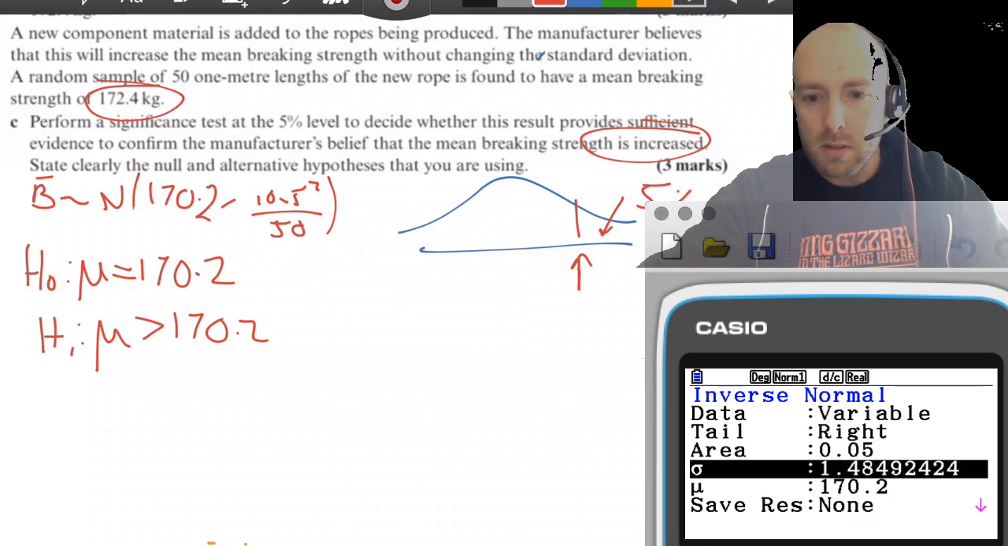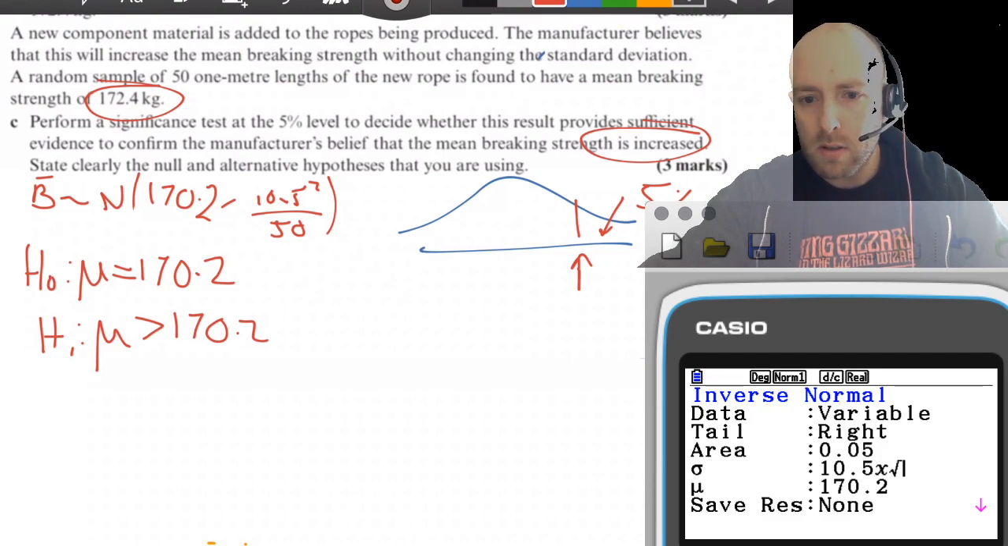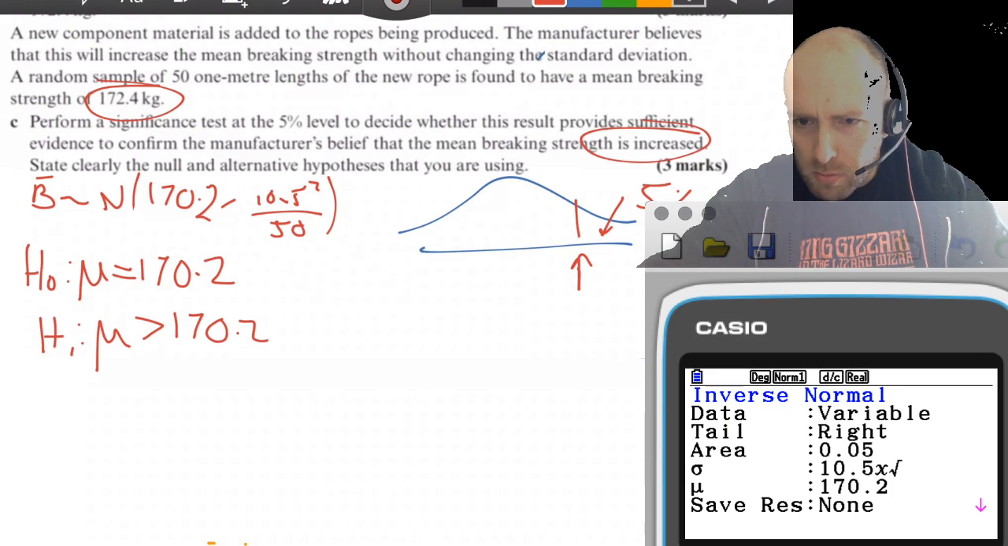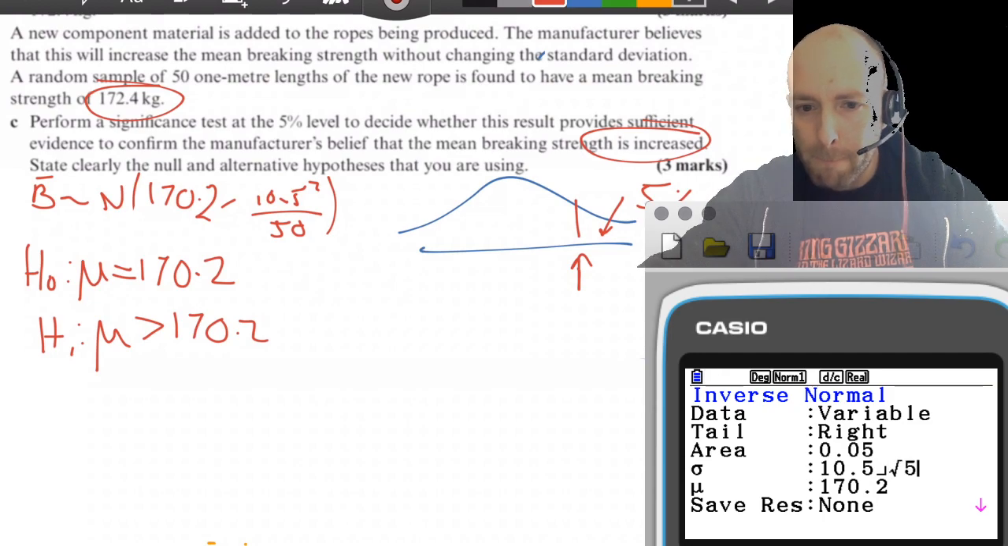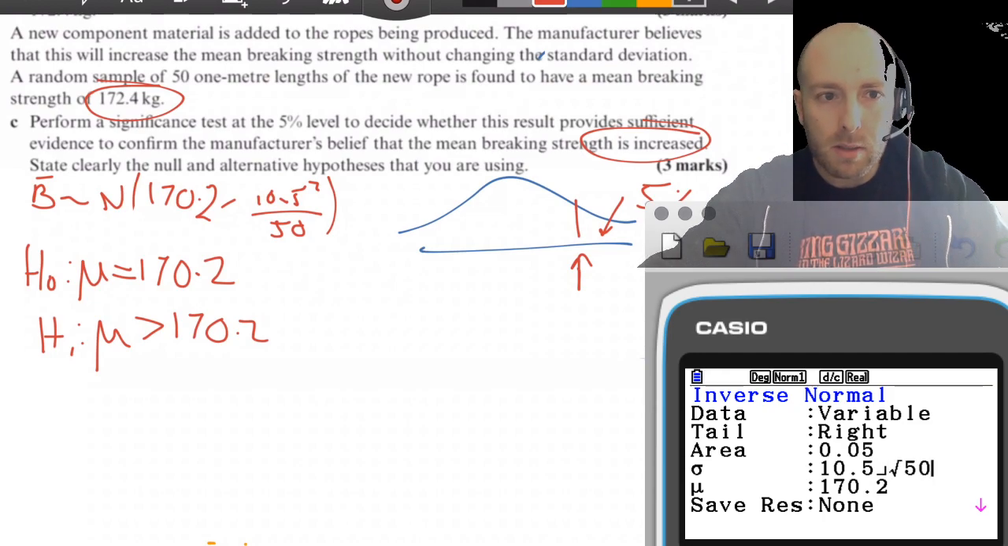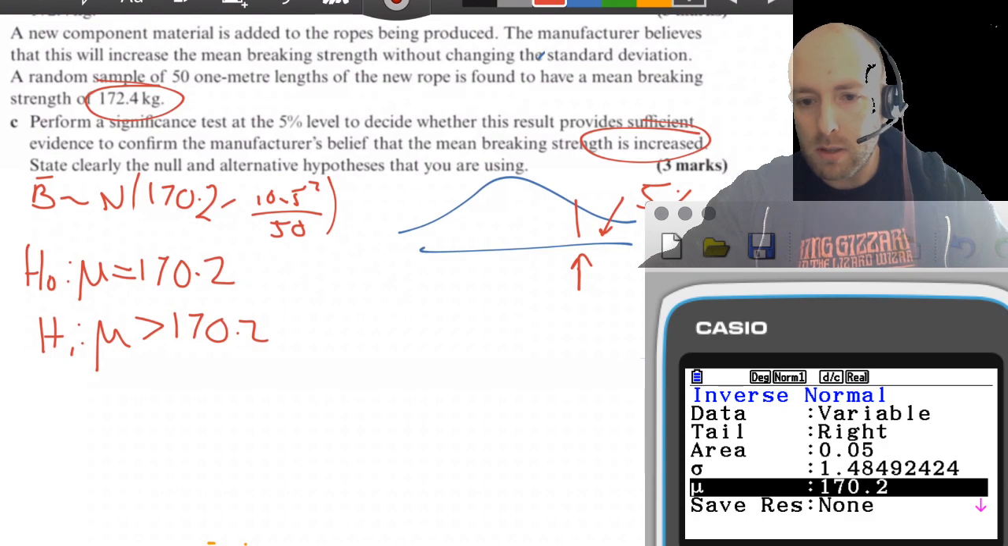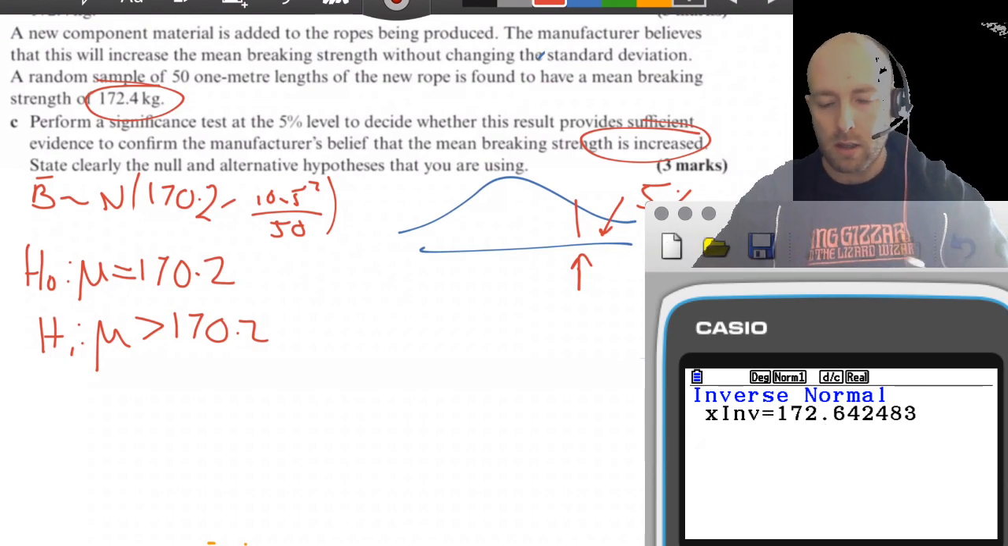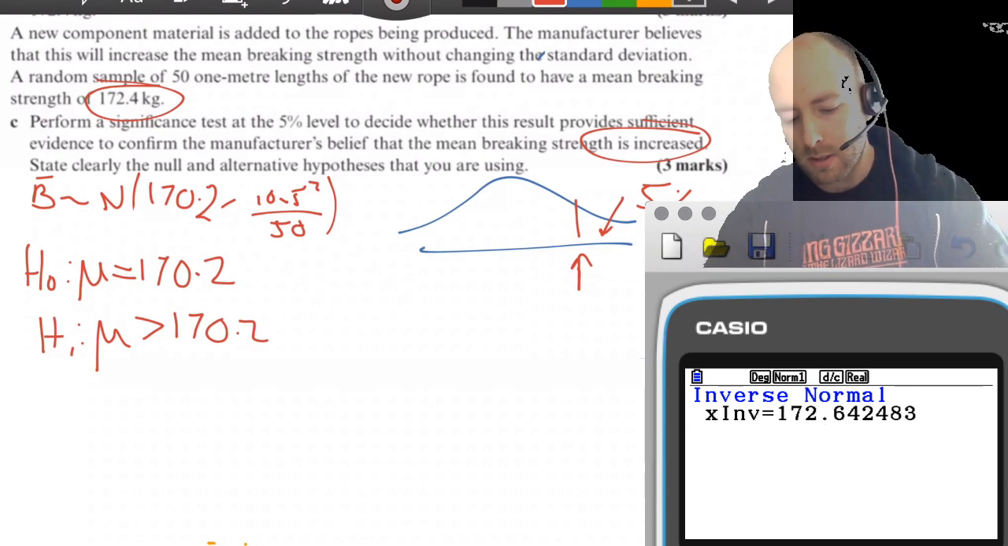Okay, our sigma is going to be 10.5 divided by square root of 50. I've put an x there, 10.5 divided by square root of 50. And our mean is still the same, 170.2. So if we work out this one, we get the critical value, 172.6.